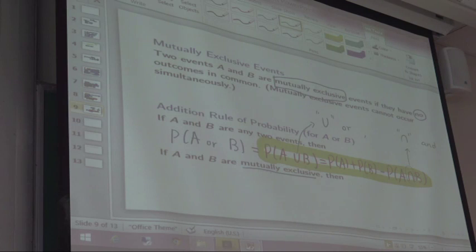When they are mutually exclusive, then the probability of A or B is the probability of A plus the probability of B. And that is when they are mutually exclusive, because there is no overlap, so we don't need to count the overlap case. Any question about these two?